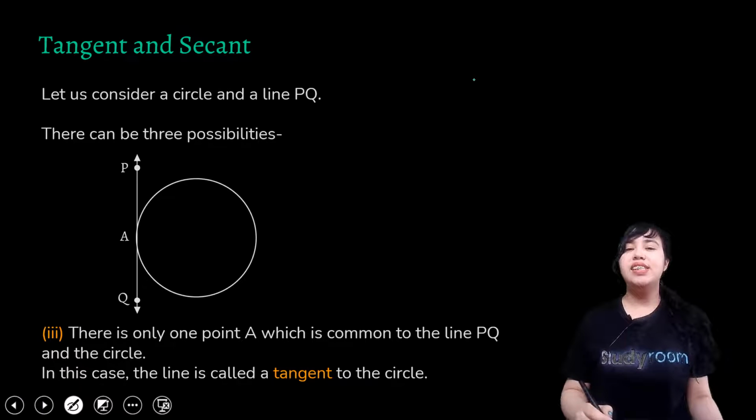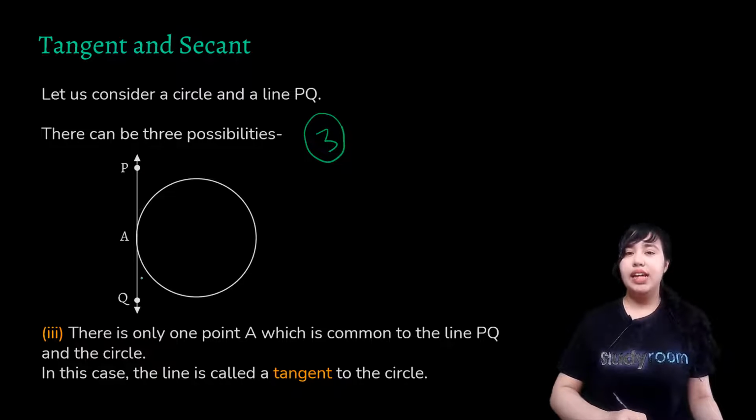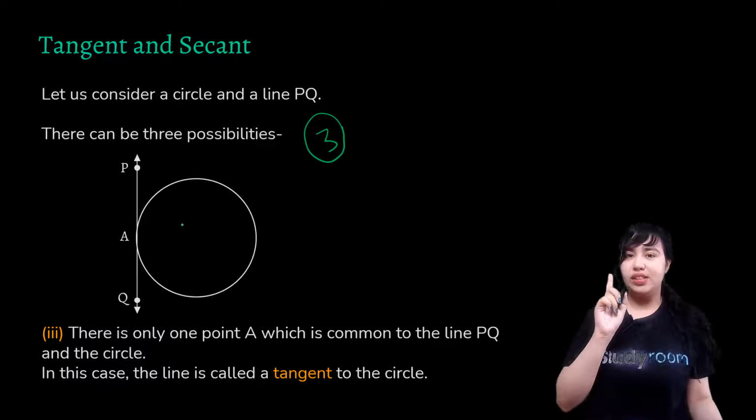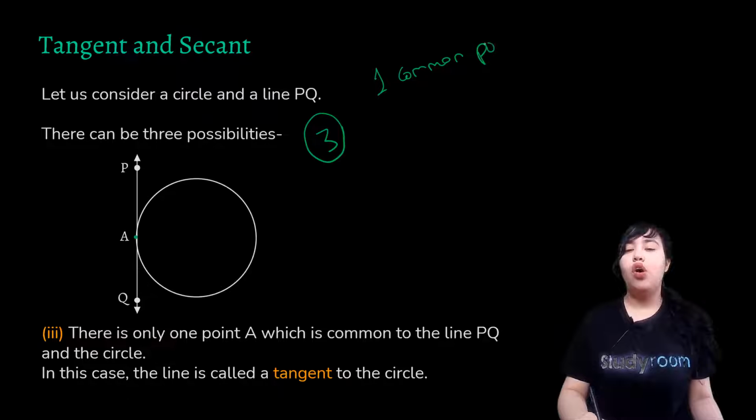Now that you've understood secant, we move on to tangent. So this is a third and final possibility. So we can have a line which touches the circle but at only one point. Okay, and in that case this point over here is point A. So when there is only one common point, you call it what? A tangent.